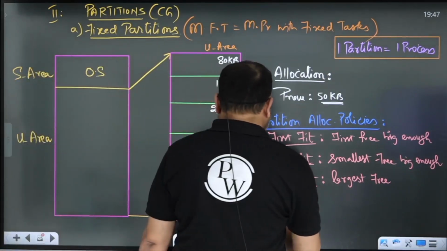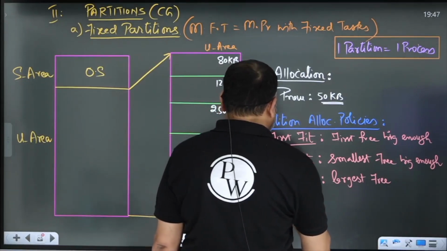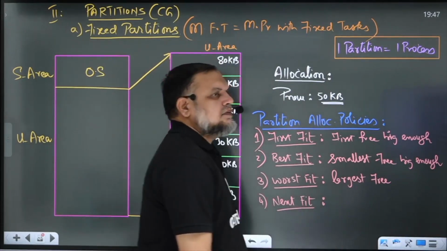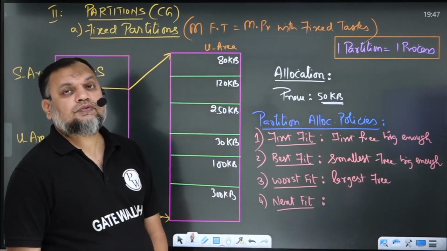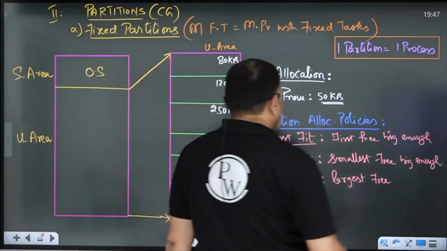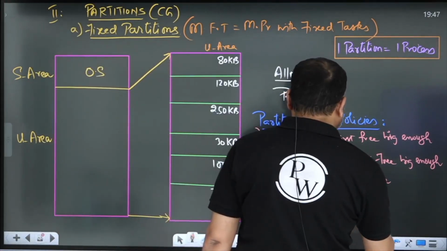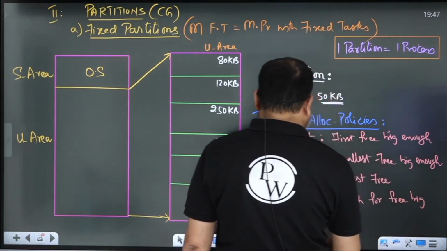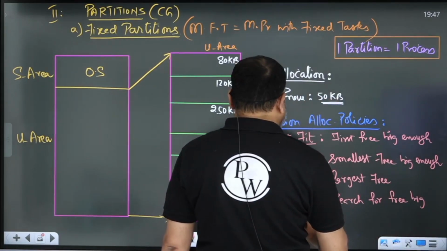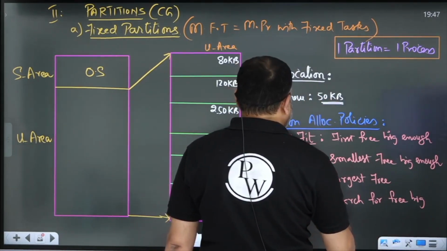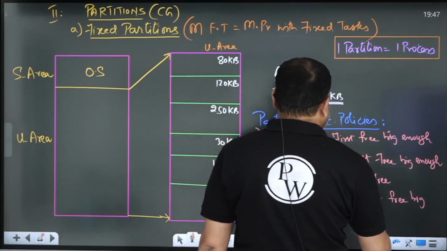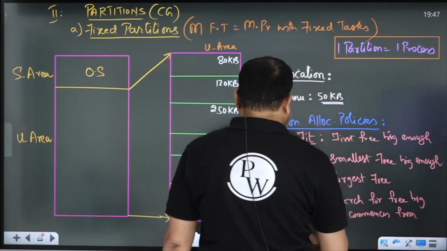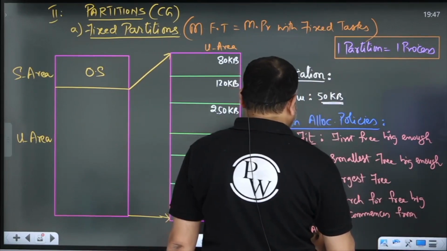Last is next fit. Next fit works like first fit, exactly, except that the search for a free big enough partition commences from the partition where the last allocation was made.